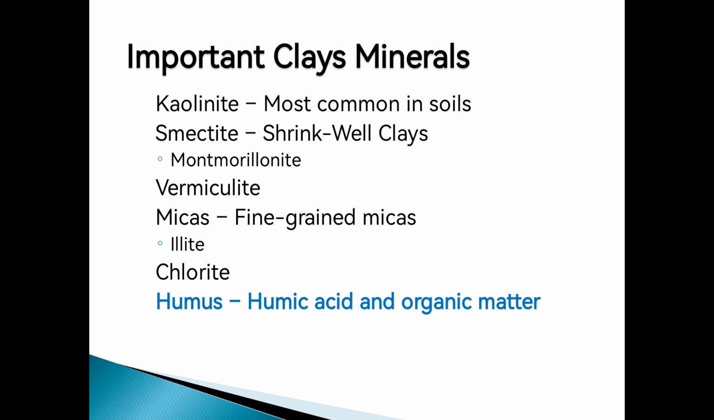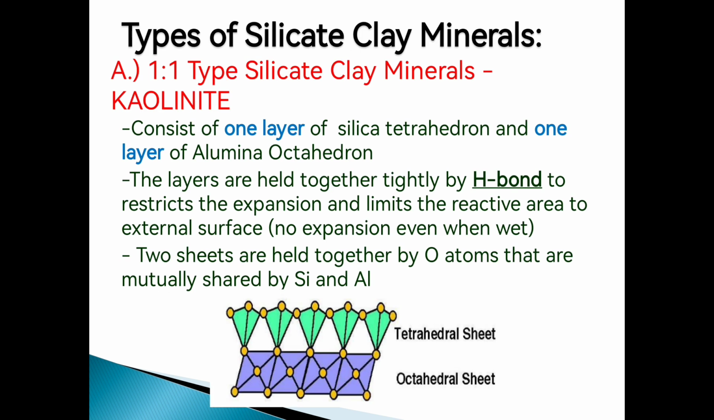These are the important clay minerals: kaolinite, which is the most common in soils; smectites, these are shrink-swell clays, which include montmorillonite. We also have vermiculite, micas, which are fine-grained micas, illite, chlorite, and the humus, which are the source of organic matter and the humic acid. So, isa-isahin natin yan, yung mga different types of silicate clay minerals.